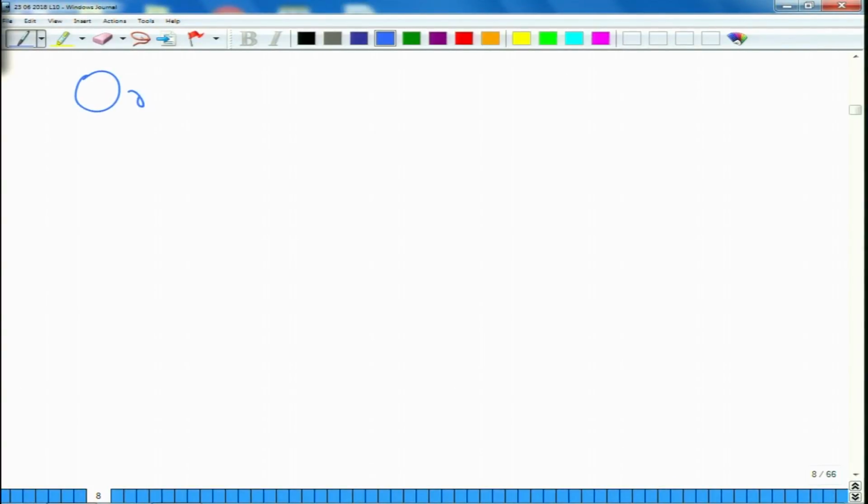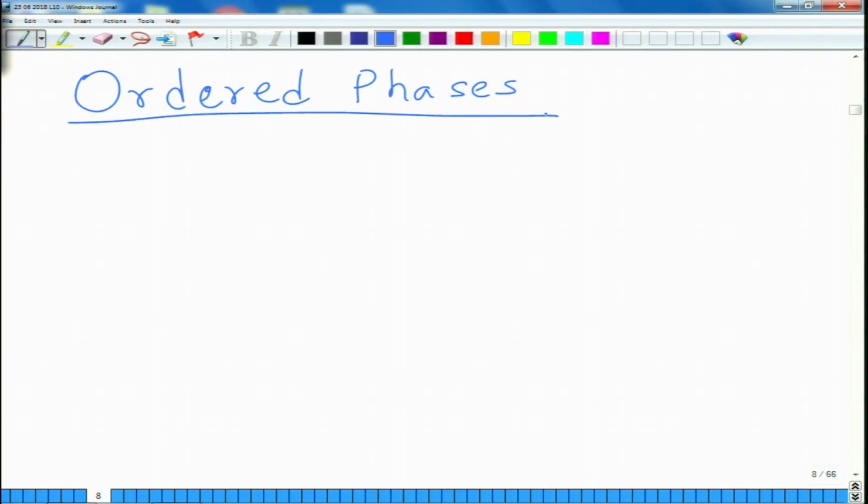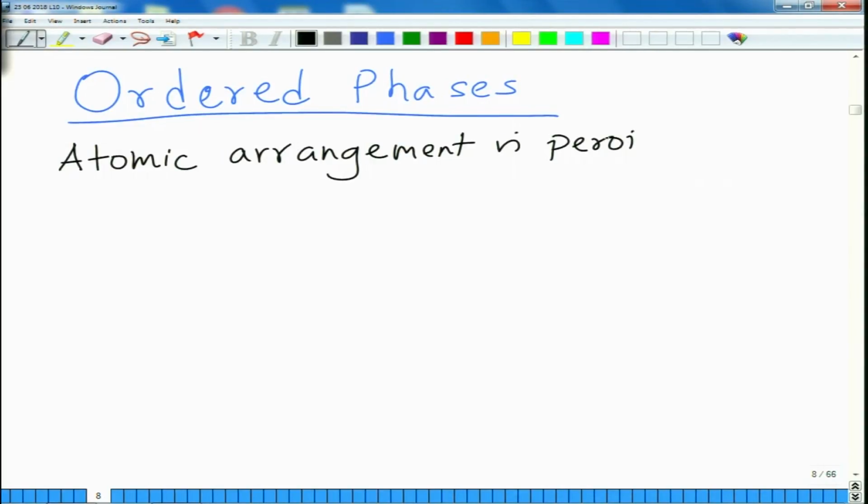So, in this series, the first type of solid solution, first type of mixture that we consider, so it is not solid solution as such, it is ordered phases. Now, in this class of ordered phases, there are two categories. The ordered phases are those phases in which atomic arrangement is periodically ordered.